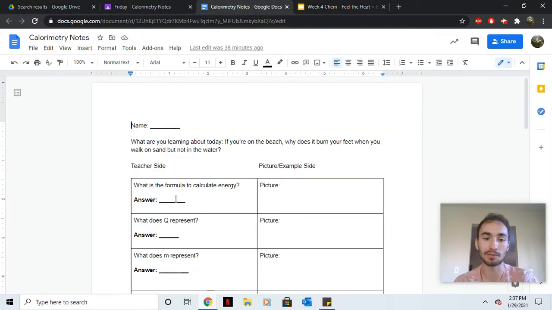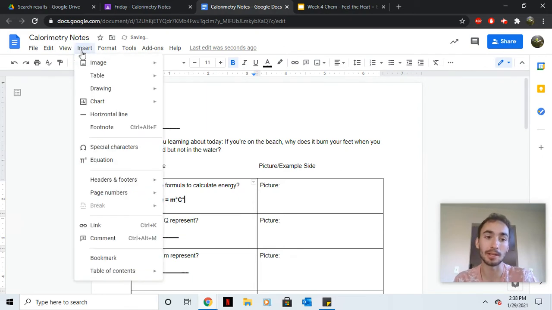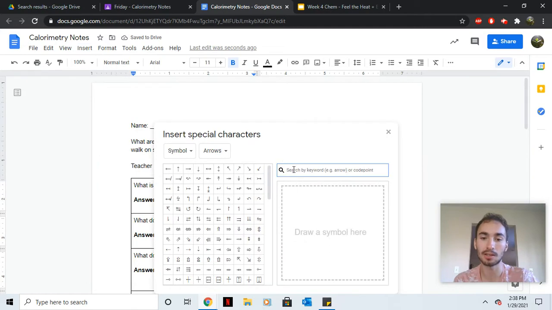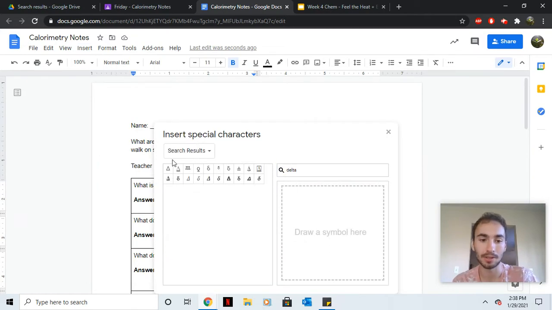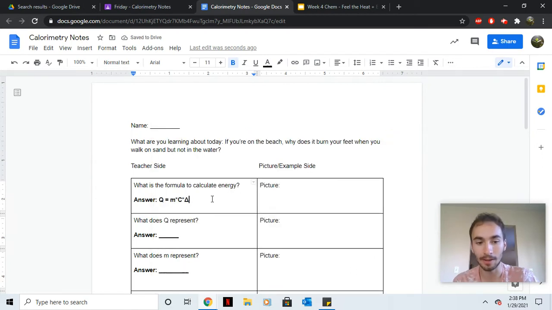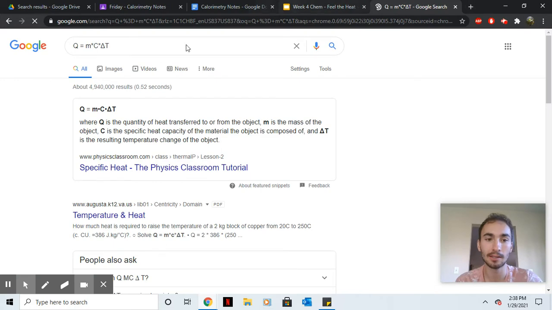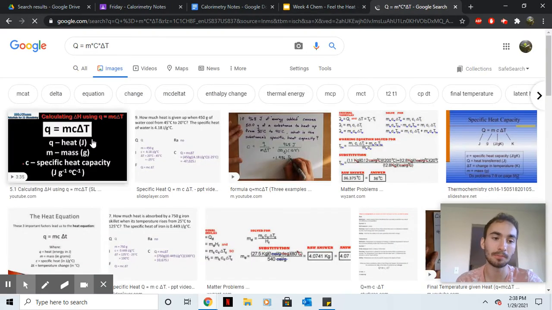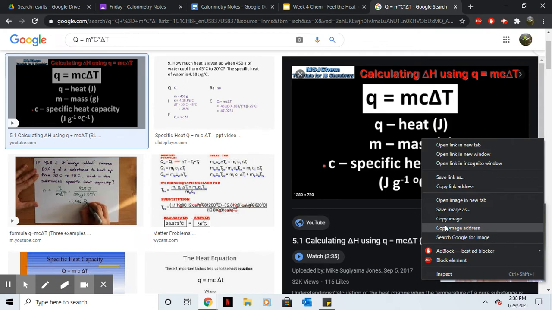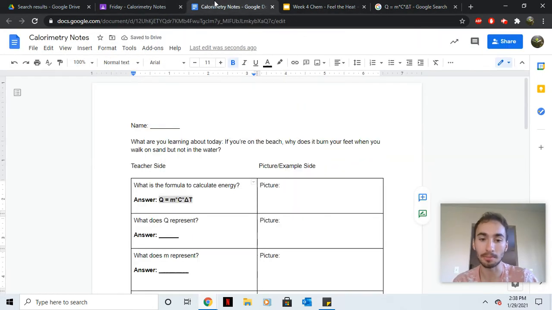So in your notes, what is the formula to calculate energy? Q equals M times C times delta T. To get the delta or the triangle, go to Insert, Special Characters, and then type delta. That's a good way to get degree symbols too. Click on it, you may not see it right away, but it's there. And if you want to get a picture, you can just copy that formula and Google it, and then get a photo that you like. I'm just going to get a simple one right here. And then we're going to go over what each of those letters means today.